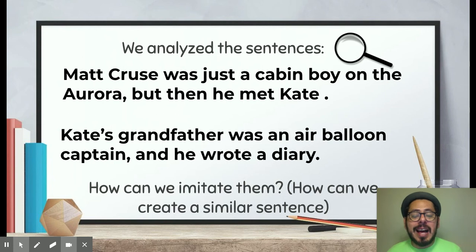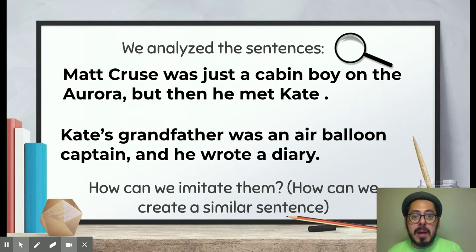Okay, so we analyzed these sentences last on Tuesday. Matt Cruz was just a cabin boy on the Aurora, but then he met Kate. And then we have the other sentence with which we compared it. Kate's grandfather was an air balloon captain, and he wrote a diary. Now, just remember that this sentence has a subject, which is Matt Cruz, and then the predicate, which was just a cabin boy on the Aurora. I know it's a long predicate, but it's still a predicate.